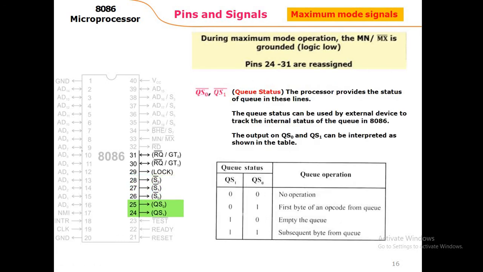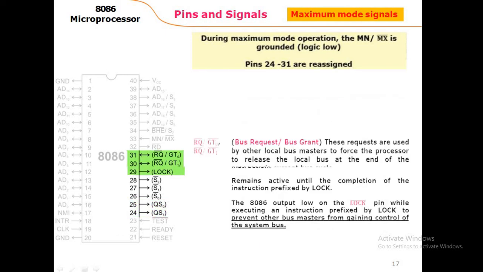Next is the queue status, QS0 and QS1. The 8086 microprocessor has two units, the execution unit and the bus interface unit. These two units are connected through an instruction queue. The queue status is shown by these two signals, QS1 and QS0. Based on this, the operation is performed. If 00, there is no operation. 01 means first byte of an opcode from the queue. 10 means empty the queue. 11 means it will collect the subsequent byte from the queue.